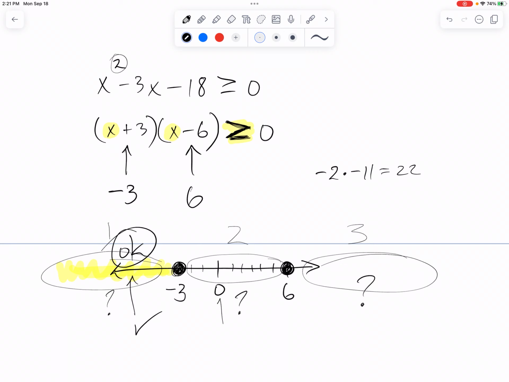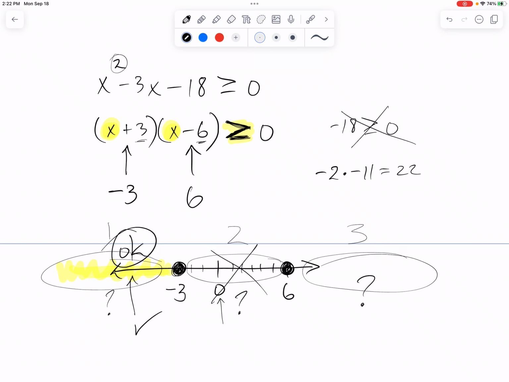Do you see that 0 is between -3 and 6? If I were to go back and once again plug in 0 where I see x, I would end up with 3 times -6. Why? Because the 0 would replace the x, so I'd get 3 times -6. That would be a -18. Well, that's not greater than or equal to 0. What I'm trying to show you is I'm looking for a valid or a true statement. That would not give me a true statement.